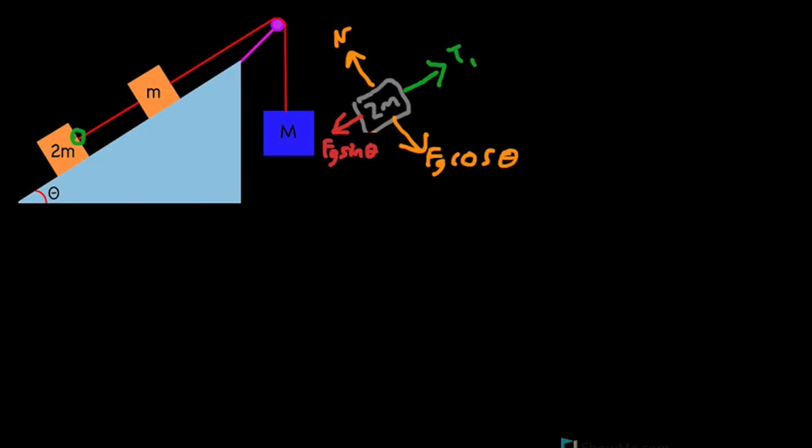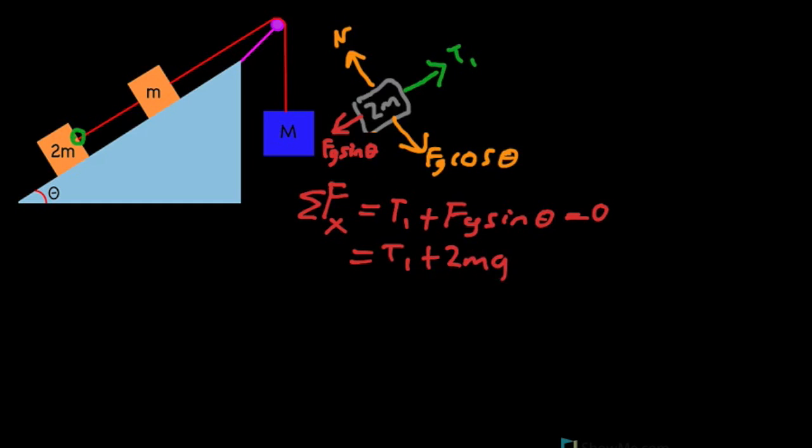So what we can derive from this is that the sum of forces along the ramp, and let's just call that direction the x direction, which is T1 plus Fg sine theta, the sum of those two forces is going to have to be zero for the system to be in equilibrium. Now Fg is simply the mass times the gravitational acceleration, so this means that T1 plus 2mg sine theta has to equal 0.